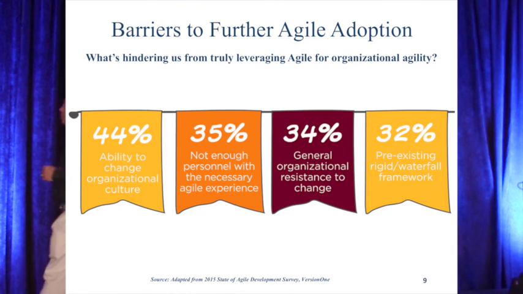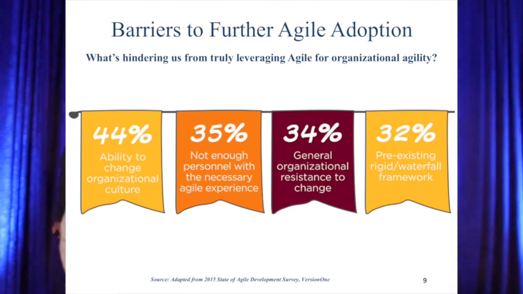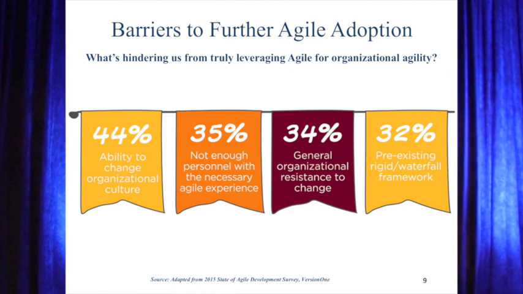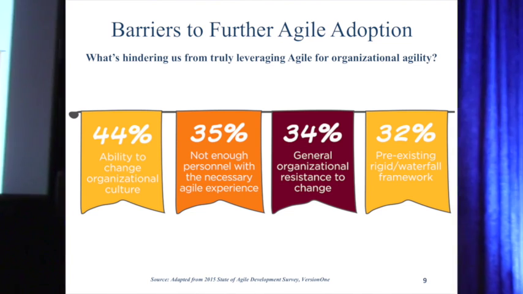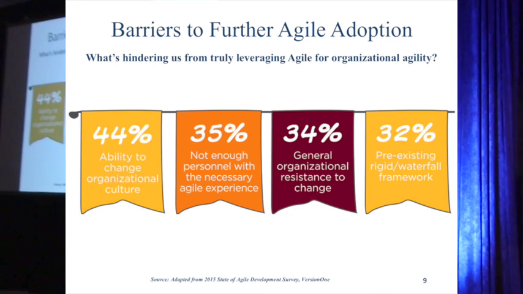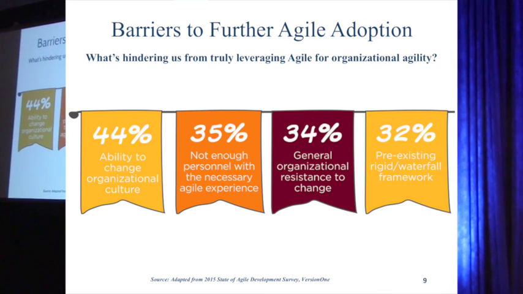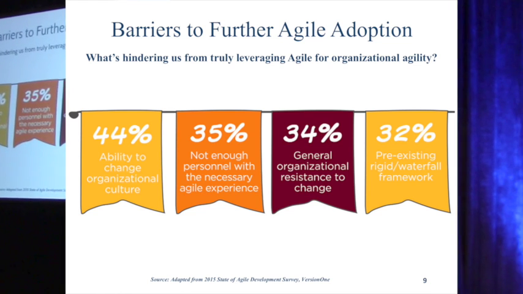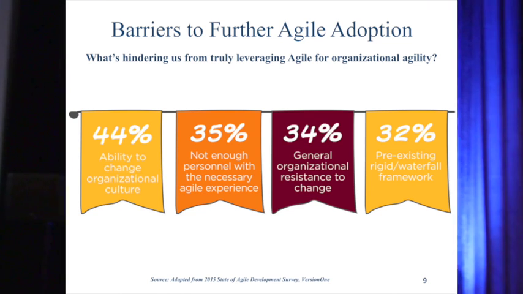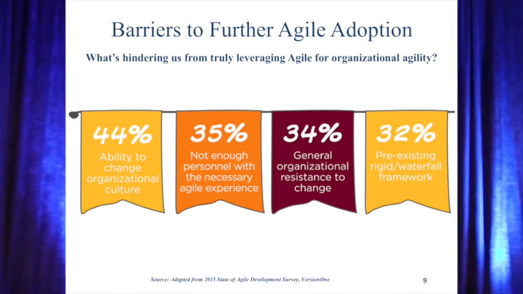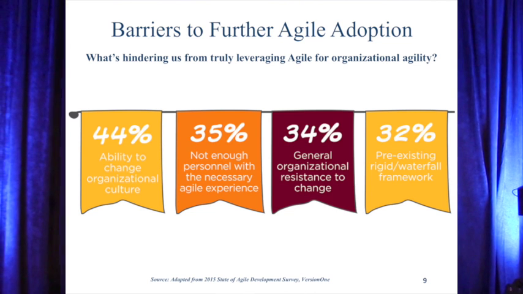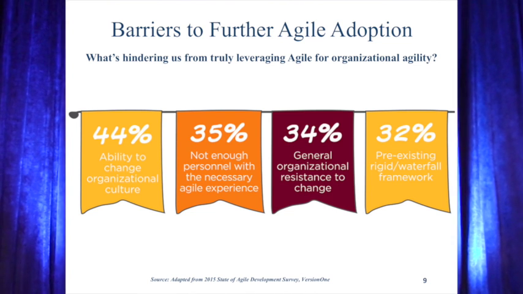In these organizations, on the extreme left, you see that the highest or the most significant barrier to further agile adoption is the ability to change organizational culture. And it has been every year of that 10-year survey. It hasn't changed. Organizational culture is hard to change. So that sounds okay, we kind of understand. What specifically about organizational culture is hard to change?